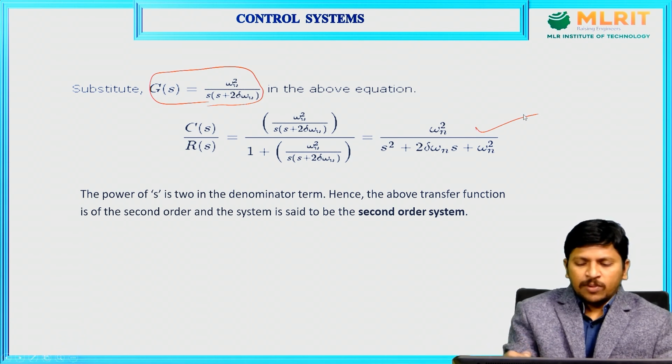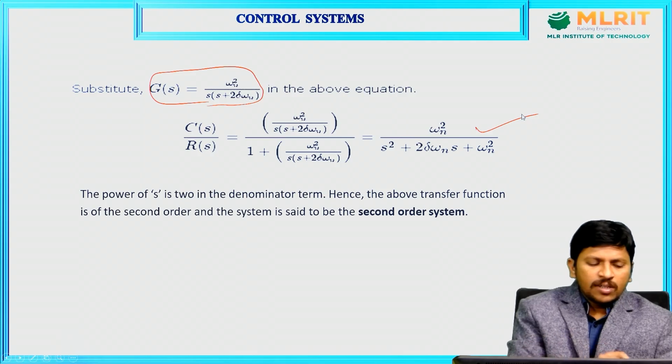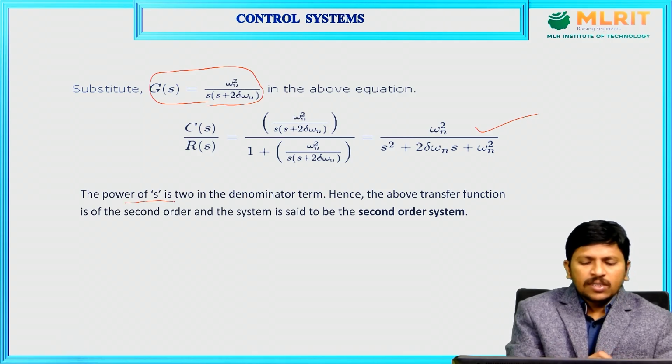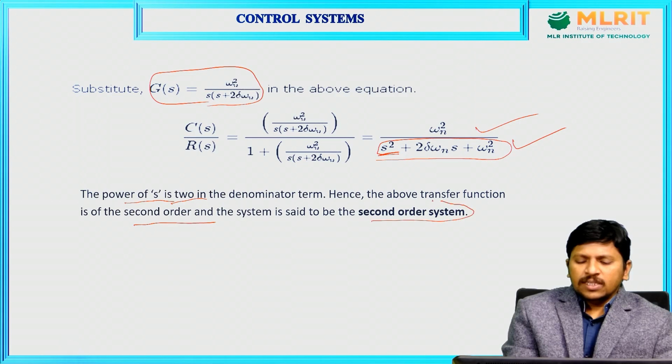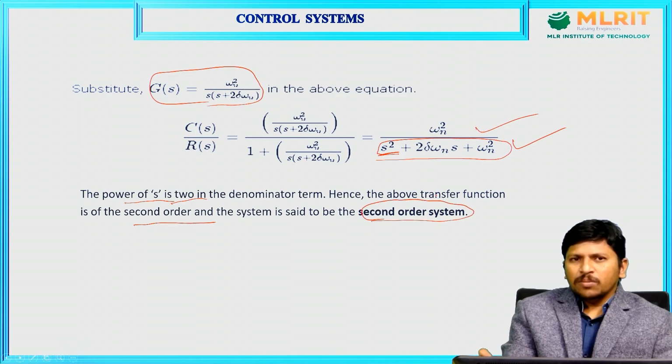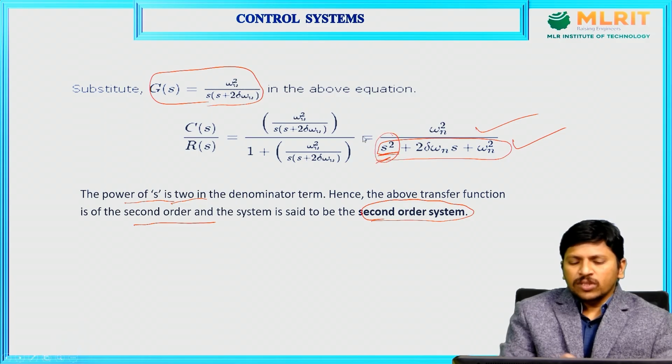This I already explained in the previous slide. See, the power of s is 2. Observe, in the denominator part the power of s is equal to 2. So hence the above transfer function is a second order system. The order is nothing but the maximum power in the denominator polynomial. The maximum power of s is known as the order of the system, so second order system.